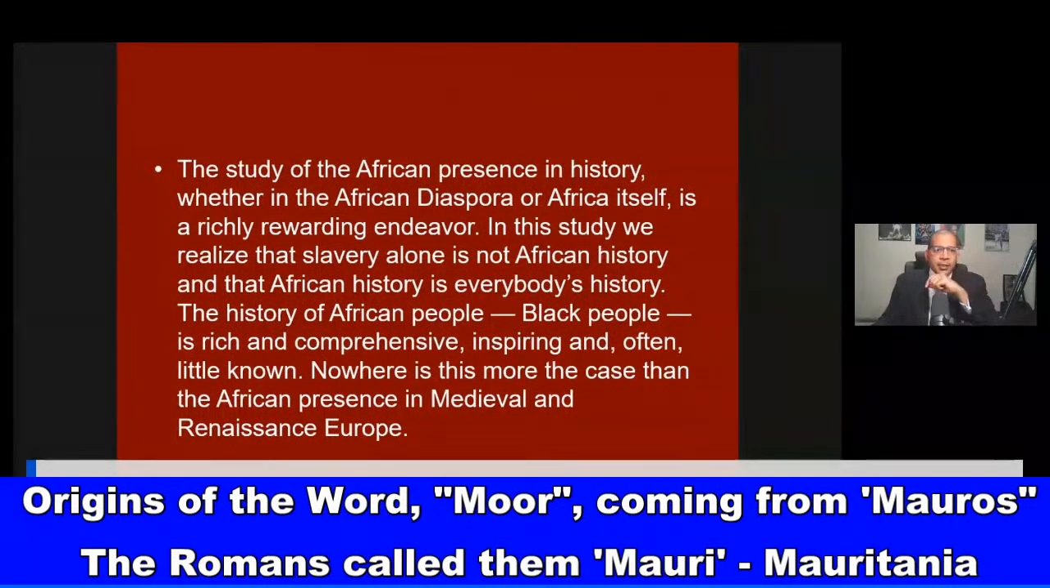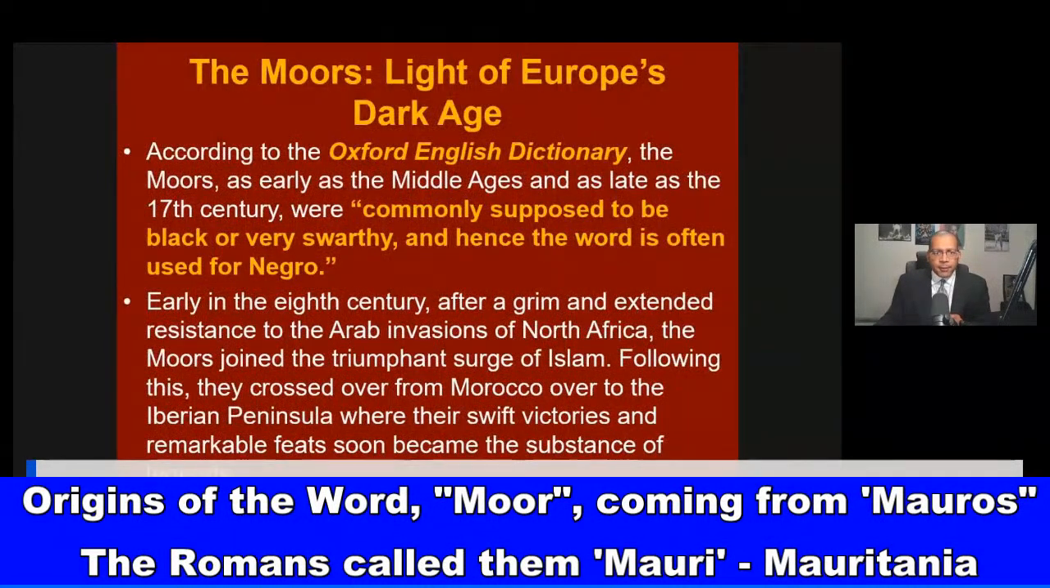So the study of the African presence in history, whether in the African diaspora or Africa itself, is a really rewarding endeavor. In this study, we realize that slavery alone is not African history, and that African history is everybody's history. The history of African people, Black people, is rich and comprehensive, inspiring, and often unknown. Nowhere is this more the case than the African presence in medieval and Renaissance Europe. Now, according to the Oxford English Dictionary, the Moors, as early as the Middle Ages and as late as the 17th century, were, quote, commonly supposed to be black or very swarthy, and hence the word is often used for Negro, end quote. In the early 8th century, after a grim and extended resistance to the Arab invasions of North Africa, the Moors joined the triumphant surge of Islam.